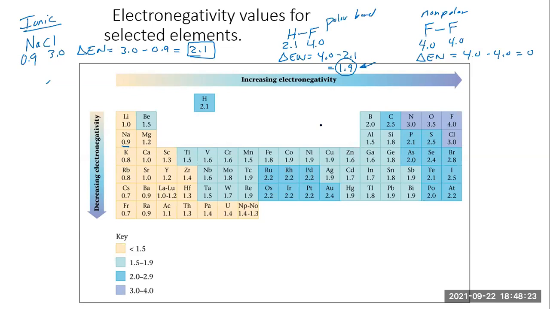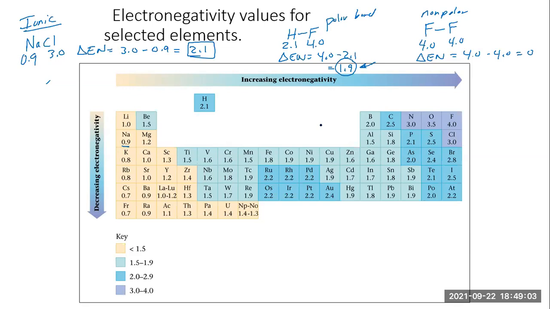Professor, for sodium and chloride, why do you subtract the 0.9 from the 3, not the 3 from the 0.9? Truthfully, when you're using these electronegativity values, the purpose is that you just want a positive number. So you just take the bigger number minus the smaller number. It's really the difference that's important here, and that difference is what helps you decide if the bond is polar, ionic, or non-polar. Other questions?